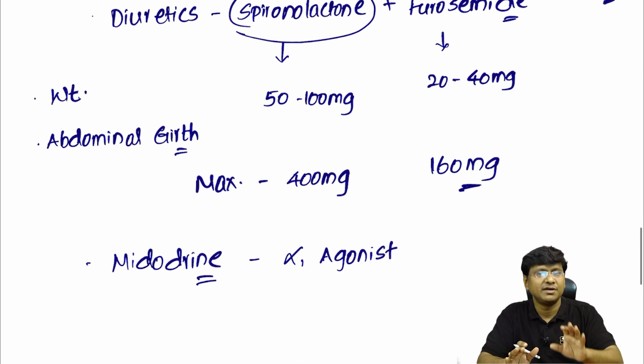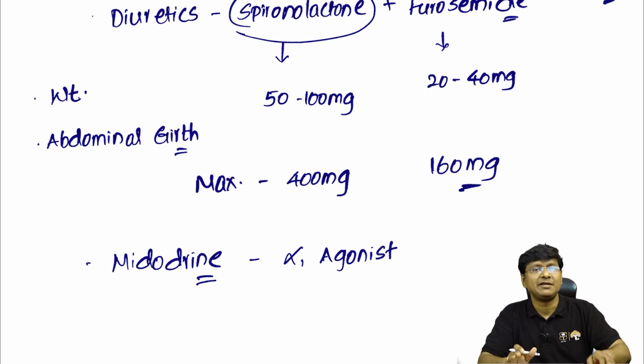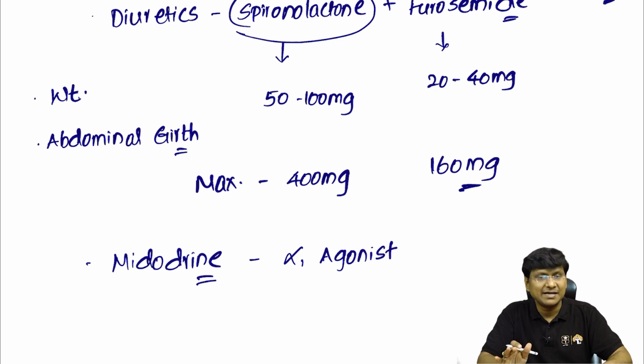Now, what will this midodrine cause? Midodrine will cause the constriction of the splanchnic artery, right? Whenever there is constriction of the splanchnic vessels, the quantity of fluid entering the peritoneal vessels will be reduced, and thereby the fluid which is exuding into the peritoneal cavity will be reduced. So that is the advantage of midodrine.